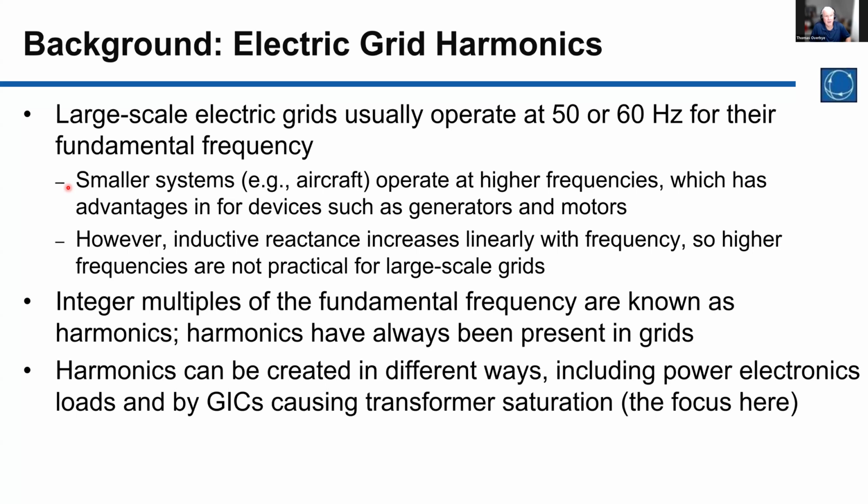But one of the changes is as we add more power electronic devices into the grid, they induce more harmonics, and that is causing potential for increasing problems. Geomagnetic disturbances also can cause harmonics by causing transformer saturation, which is our focus here.